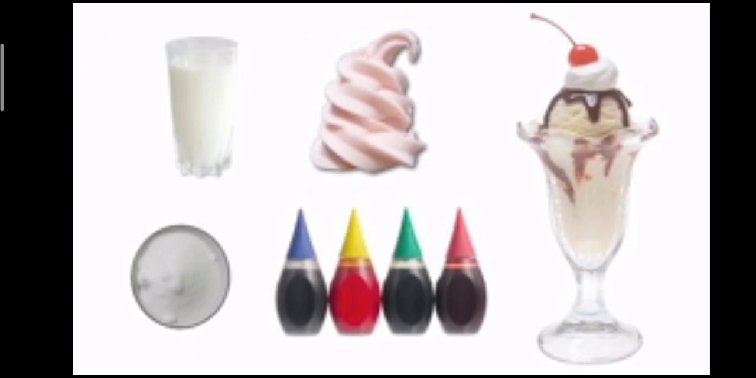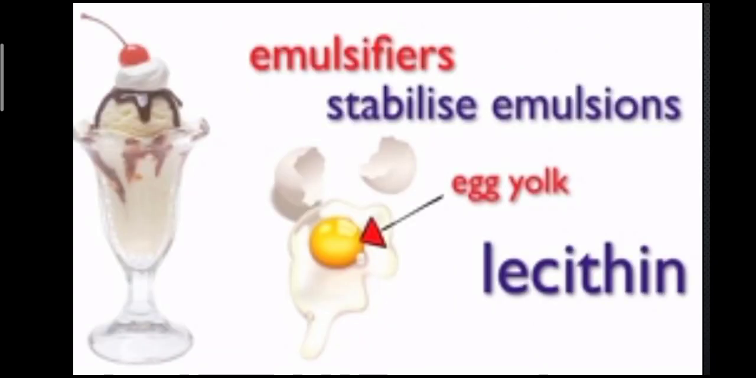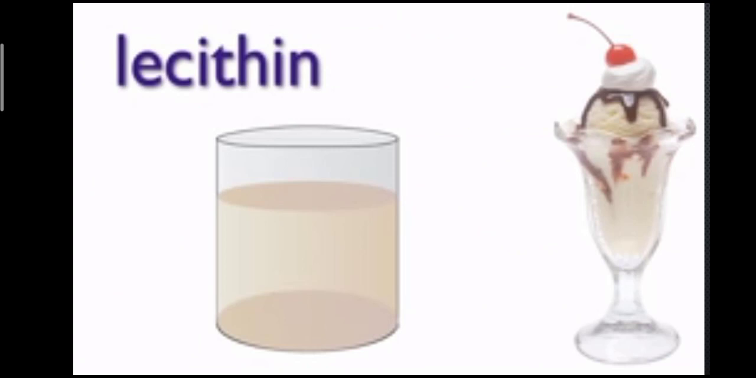So, what prevents an emulsion such as ice cream from separating? Substances known as emulsifiers are added to stabilize emulsions. When making ice cream, egg yolk is commonly added. The active emulsifier in egg yolk is called lecithin. Too little lecithin will cause the ice cream to separate and too much will ruin its texture and flavor.